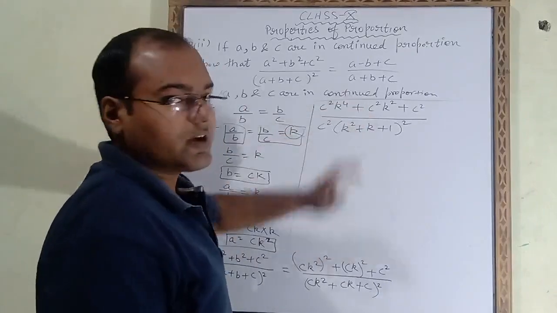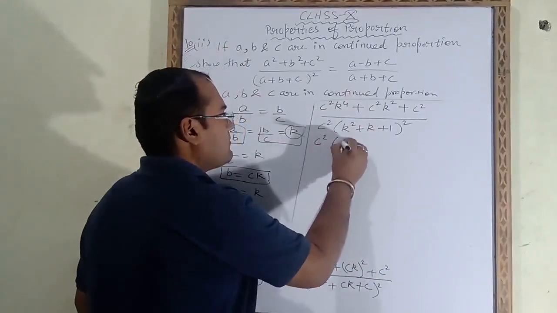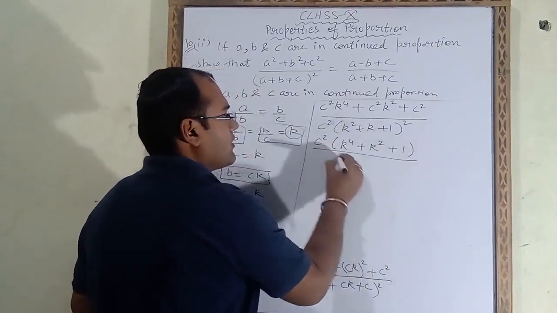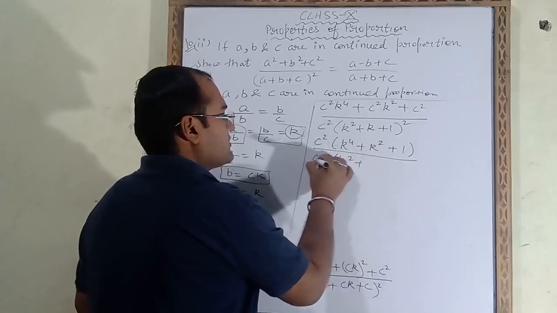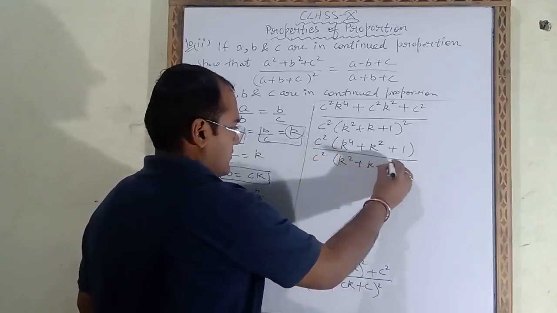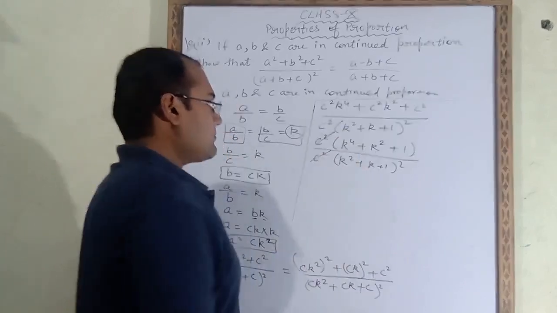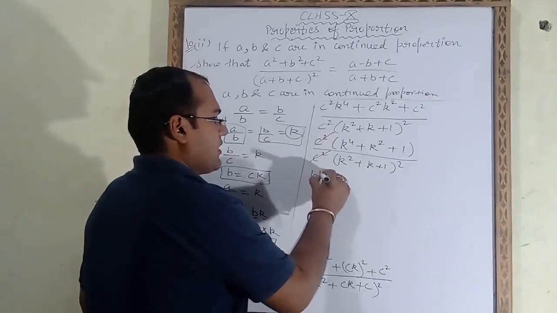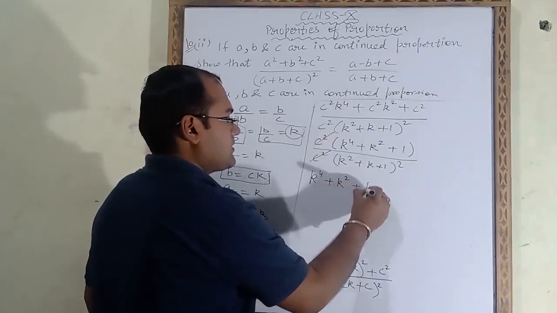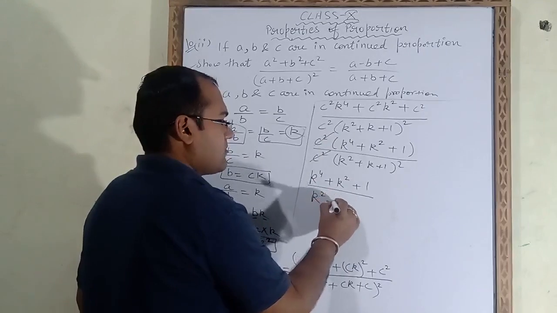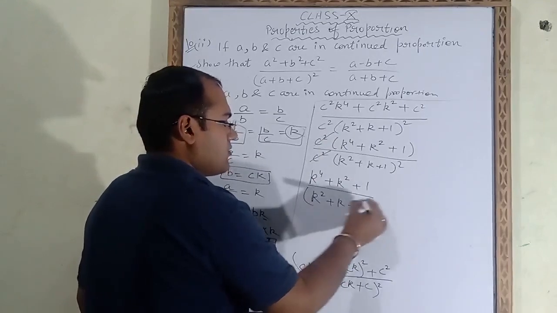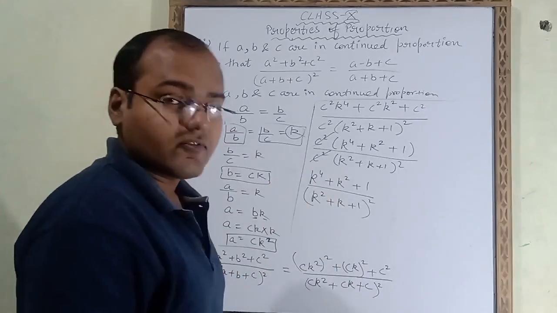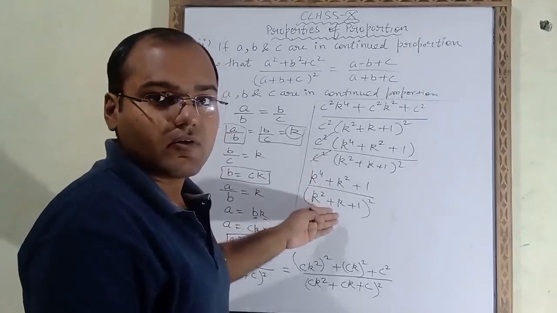In the numerator also we will take C square common. K4 plus K2 plus 1 upon K square, C square bracket, K square plus K plus 1. Now these two will get cancelled. So what are the remaining terms here? K4 plus K2 plus 1 upon K square plus K plus 1 whole square. Here we will observe that numerator and denominator are different. Here it is K power 4, here it is K power 2.